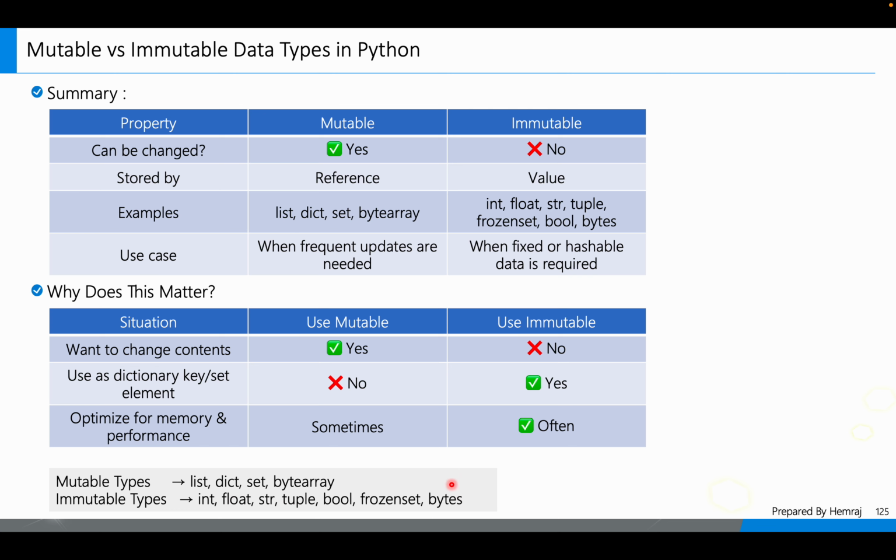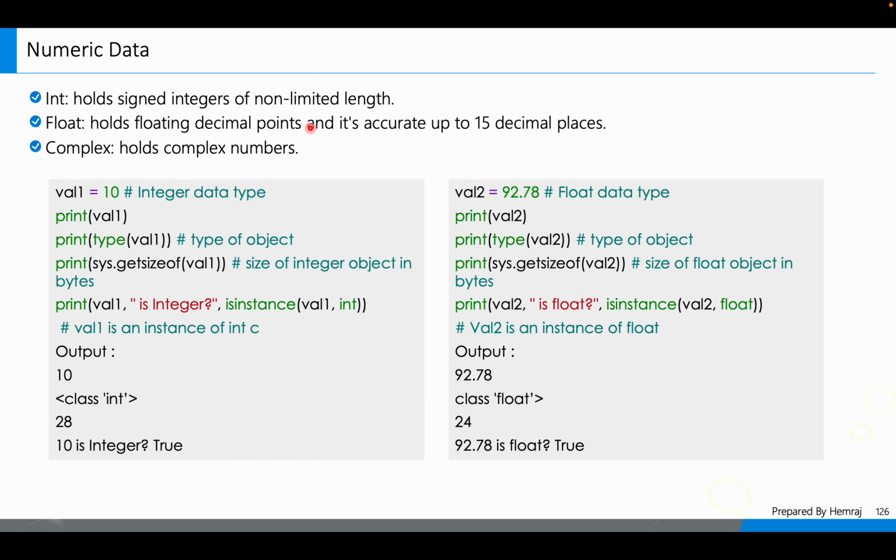So these are the examples of the mutable or immutable data types in Python, right? Now this is the numeric data. Integers hold signed integers of non-limited length. These are very simple. I think everyone is familiar with these things, so I am going fast, right? Integers, float, and complex. Complex holds complex numbers.